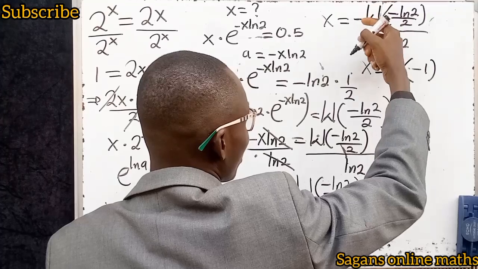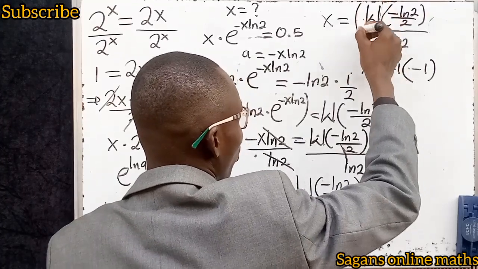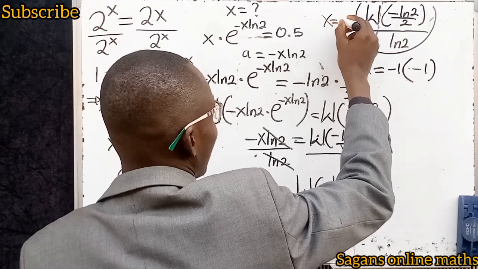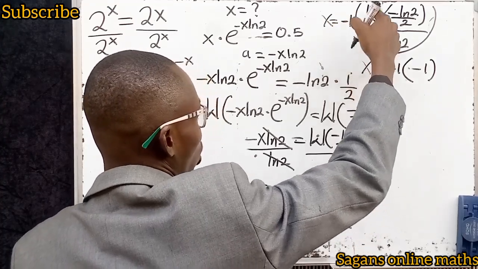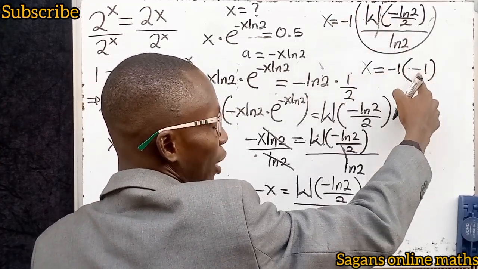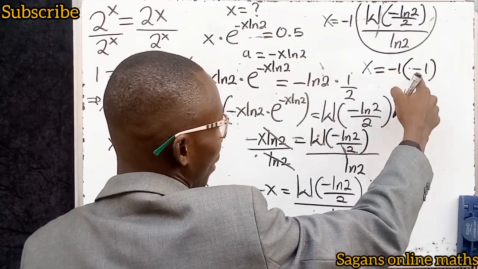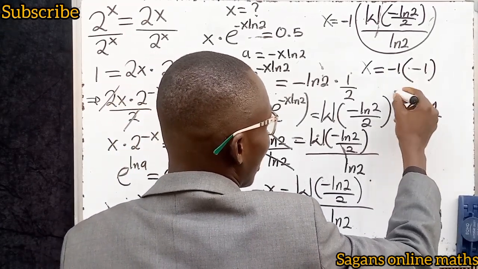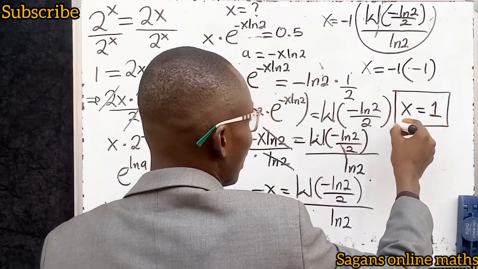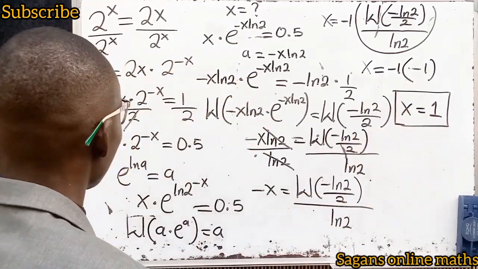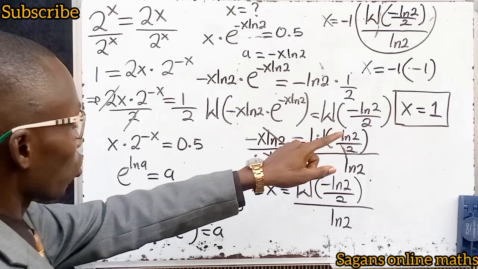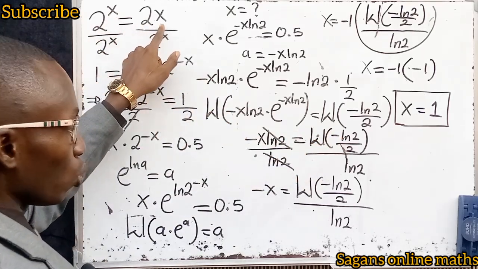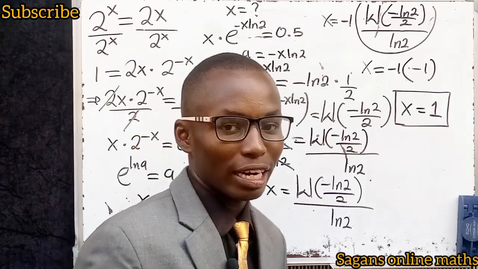The outcome of all this you are seeing, apart from the minus 1 that is here, that multiplies the Lambert function, all this you are seeing just gives me minus 1. That means minus 1 times minus 1 is positive. That means x is equal to positive 1. And this is the value of x that satisfies this equation. Now let's see. If x is 1, 2 raised to the power of 1 is 2, and 2 multiplied by 1 is still 2. So when x is equal to 1, it satisfies this equation.